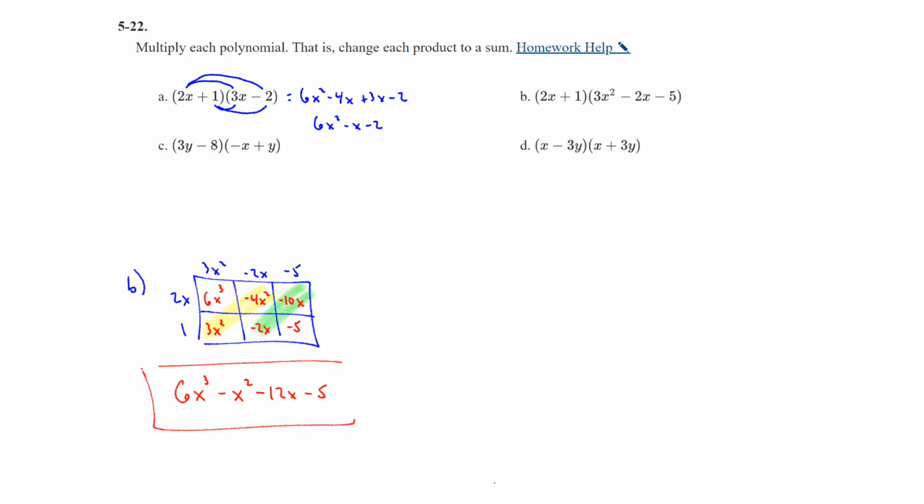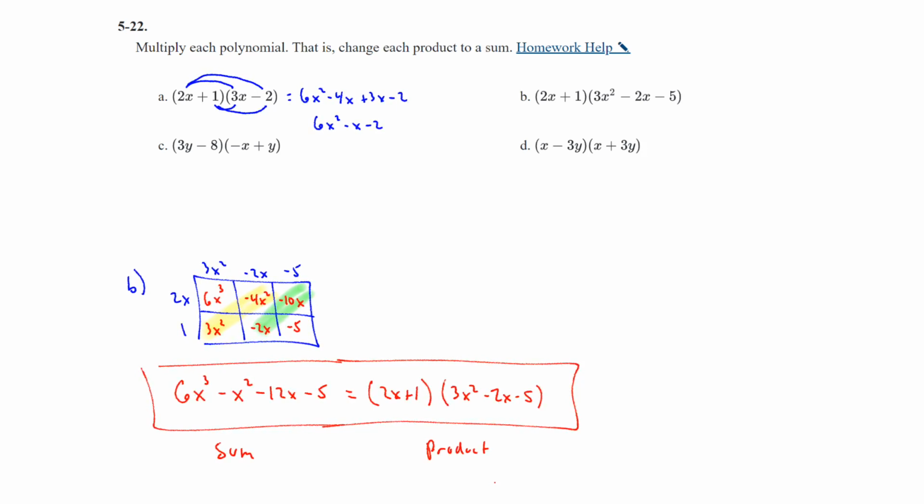So let me do this real quick. So this is equal to 2x plus 1 times 3x squared minus 2x minus 5. So this is the sum of its parts, and this is the product.